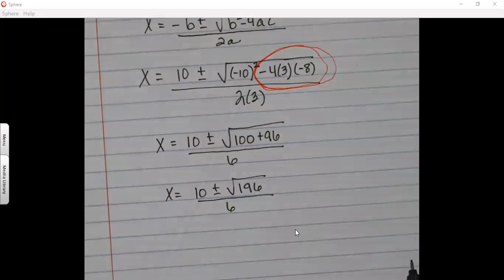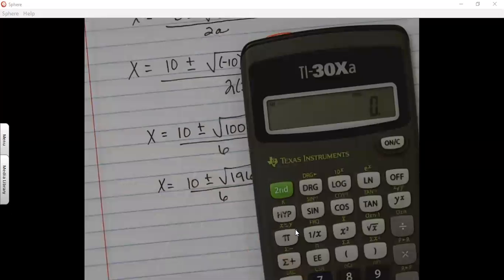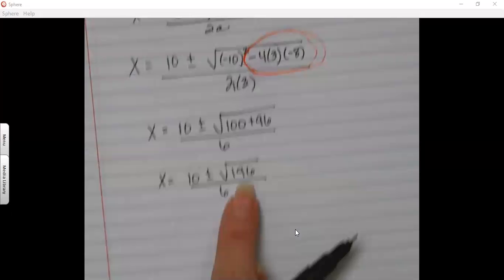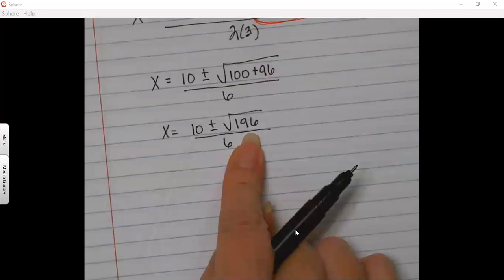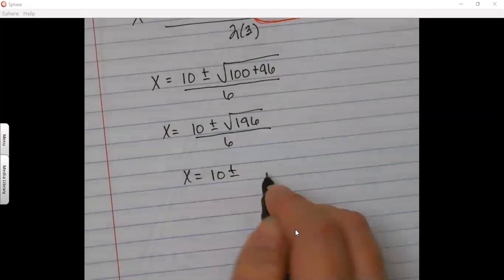Now 196, always check to see if it's a perfect square, if it's a big number that you're not sure of. 196 square root, and we knew that, right? Because we made a list of perfect squares and 196 was one that I told you to memorize. So that's awesome when it's a perfect square, because you don't have to worry about doing the factor tree and simplifying and all that stuff. 196 is a perfect square. So what is the square root of 196? 14. Gotta love it.